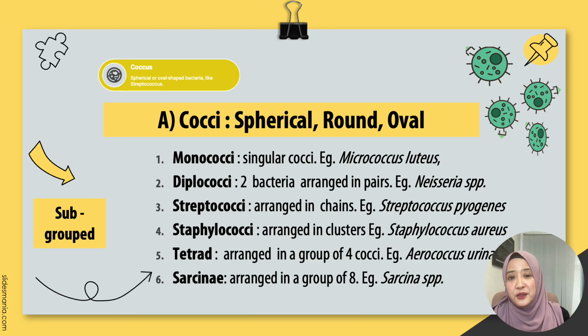Examples include Streptococcus pyogenes. Then you've got staphylococci, which are cocci arranged in clusters. So if you can imagine, arranged like grapes. Here, examples include your Staphylococcus aureus, Staphylococcus epidermidis, and Staphylococcus saprophyticus, all arranged in clusters. Then you've got tetrads, which are cocci arranged in a group of 4, such as your Aerococcus species, and Sarcinae, which are your cocci arranged in a group of 8. Examples are Sarcina species.